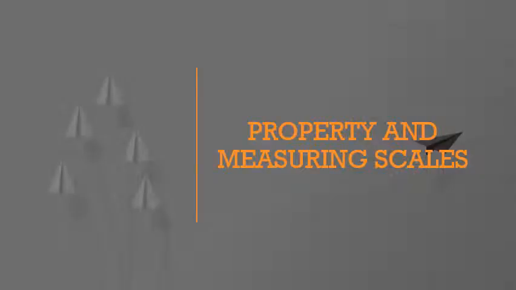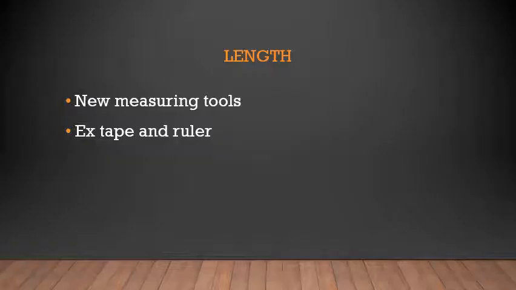So beginning with properties and their measuring scales. That is what we are going to know. Properties means the length, volume, temperature, weight and time. All these 5 measurements we are going to see. And what are the measuring scales? Measuring scales means the tools that are used to measure those things.